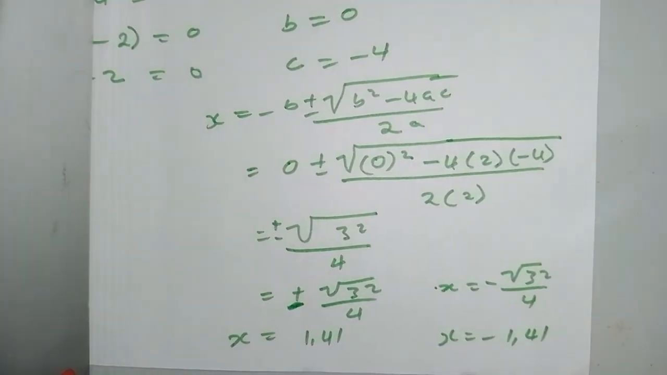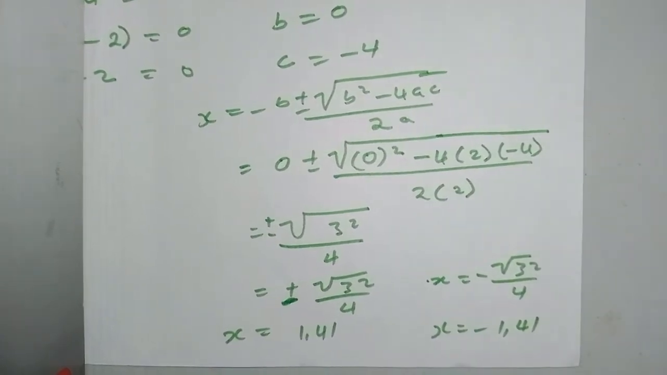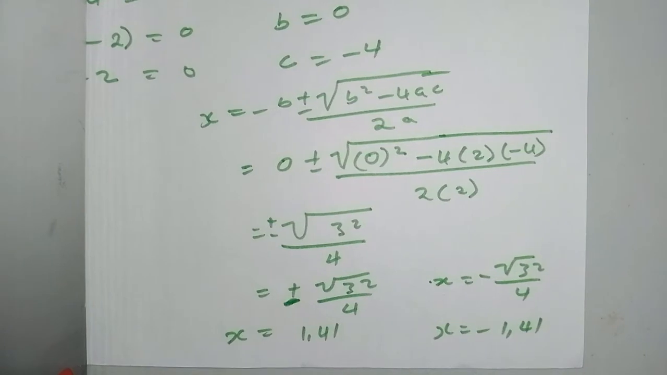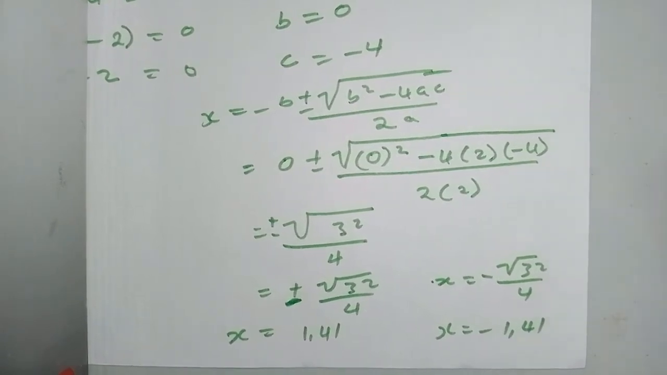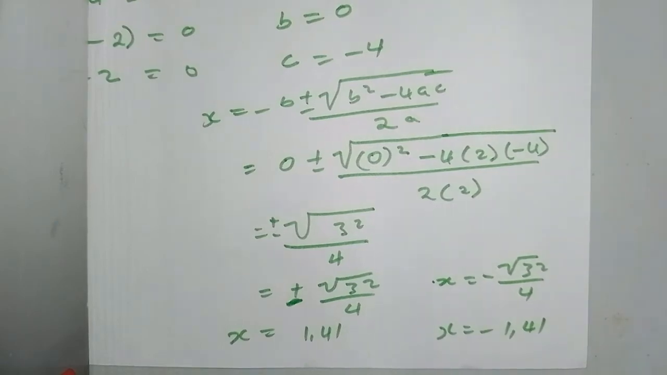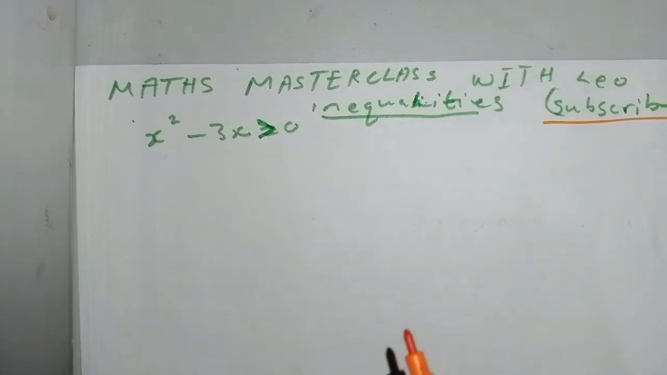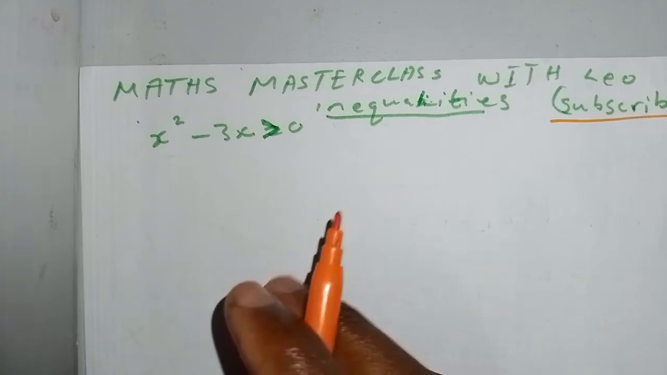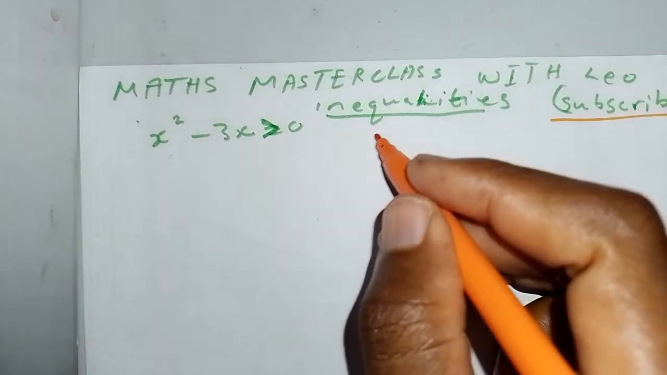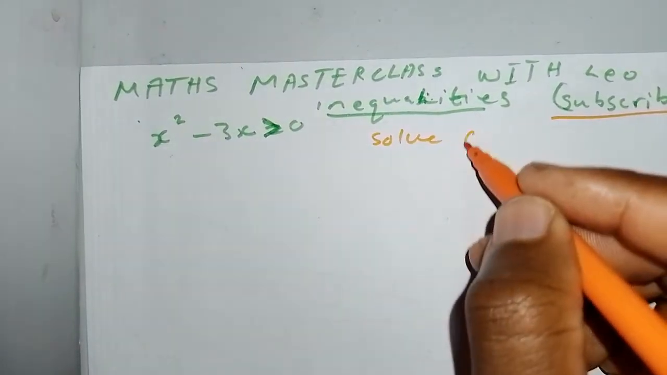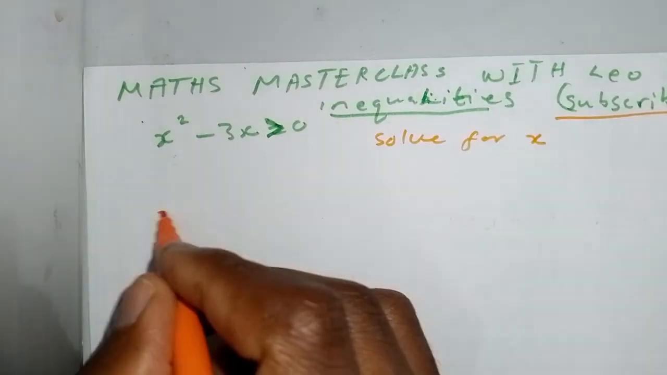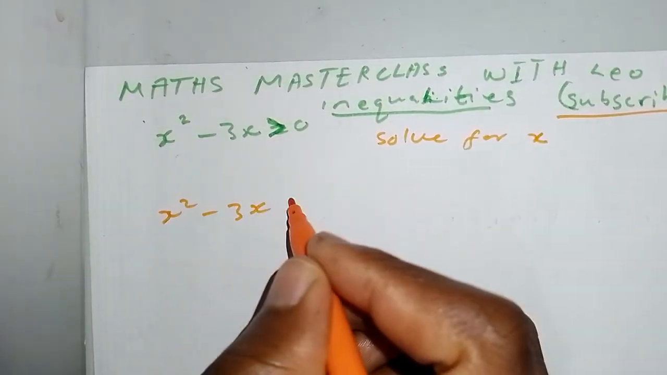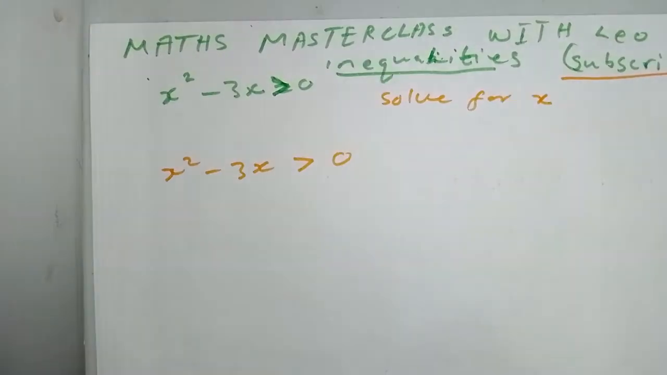We did 2 questions from that, and then let's just do 2 from inequalities. I'll explain the inequalities. I'll take simple ones and then take a difficult one, just to show you what we need to do when solving inequalities. I got a question that says solve for x. I have x squared minus 3x is greater than 0. They say solve for x.